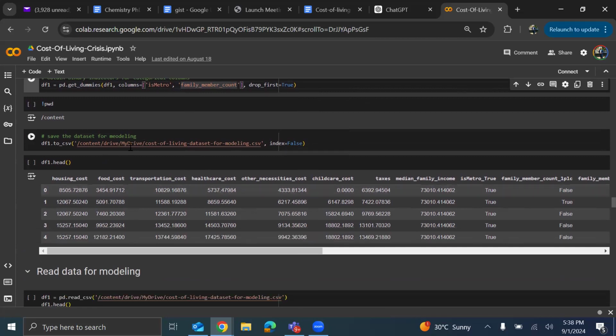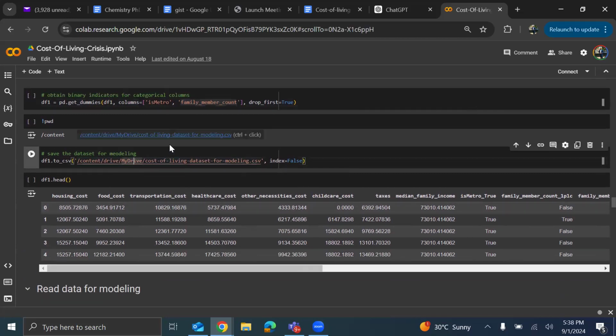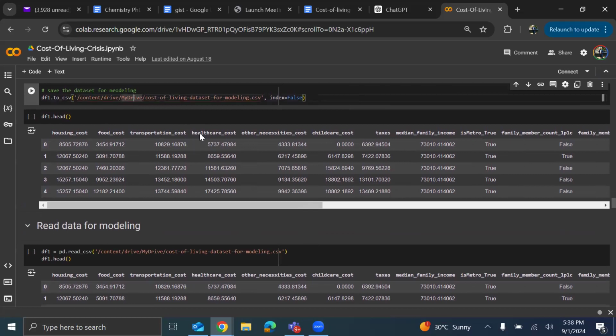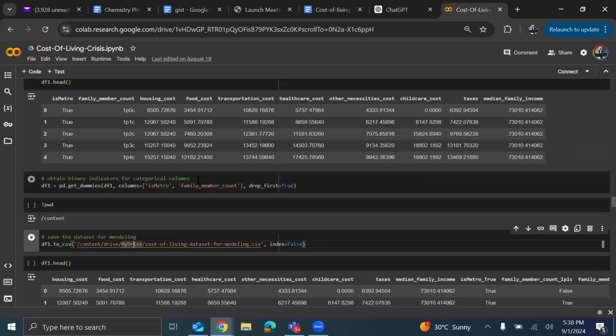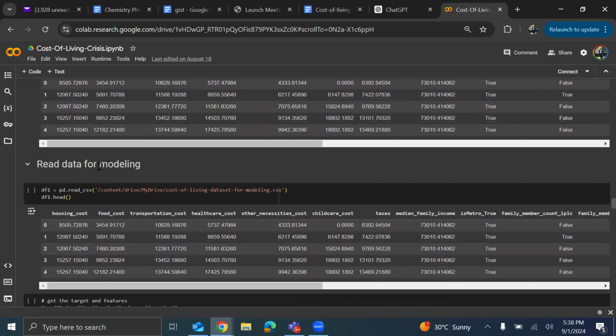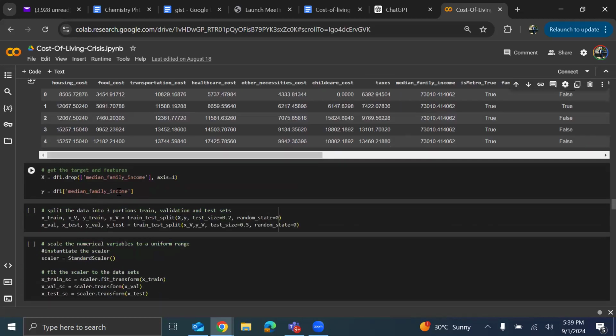So I saved the dataset so that when I want to do my modeling, I don't have to go through all this pre-processing again. Whenever I want to do my modeling, all I have to do is just read my data. I selected my target and my features. So here's my feature, this is my target.